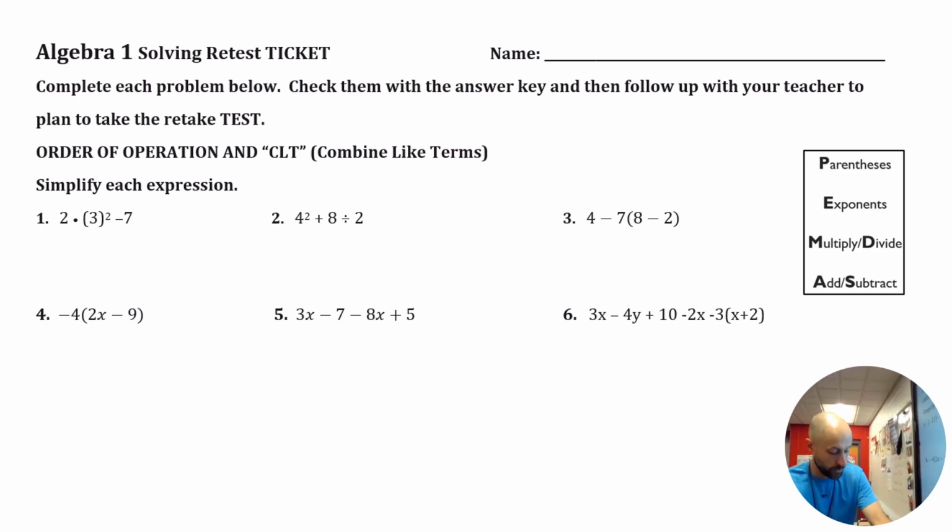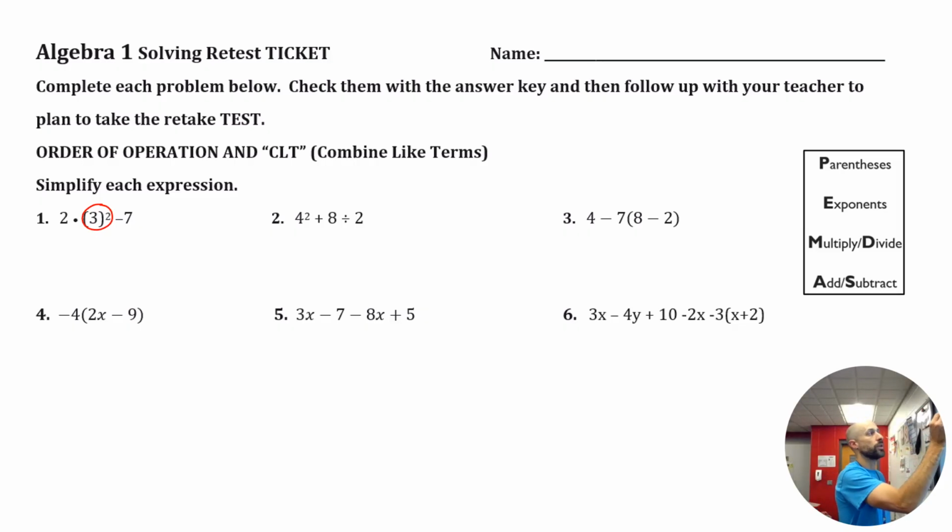We are going to first start with number 1, and that is where I see an exponent, I see multiplication and subtraction, so we want to evaluate the exponent first. So 3 squared is 9. And then the remaining operations are multiplying and subtraction. So we would multiply next. That would give us 18. And 18 minus 7 is 11.